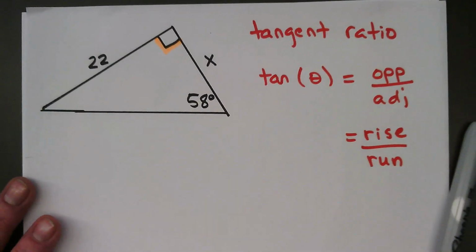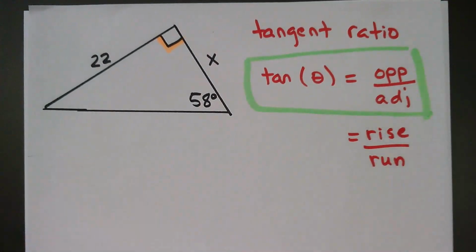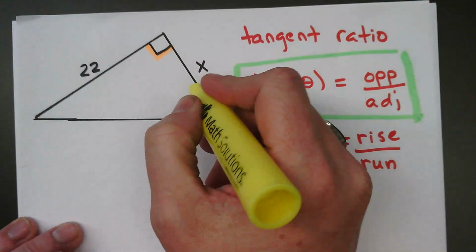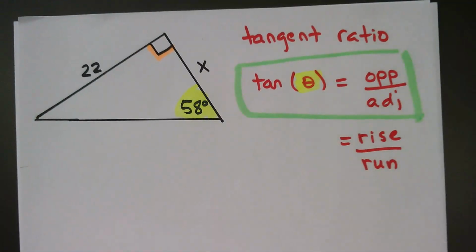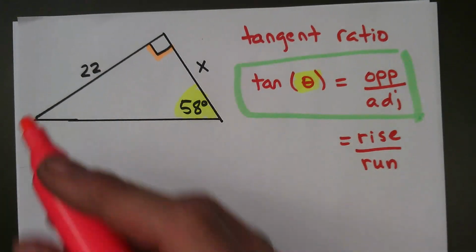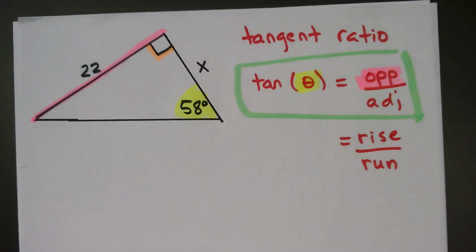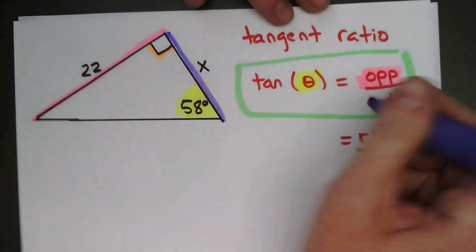So we're going to use this language now, the opposite over the adjacent, to figure it out. The acute angle that we're going to use here is this 58-degree angle. So this 58-degree angle that's marked here is my acute angle that's going to represent my theta. I am then going to look across the triangle, and I'm going to do this 22. That's going to be my opposite side. And then my adjacent is going to be this side right here. It's the side next to 58.